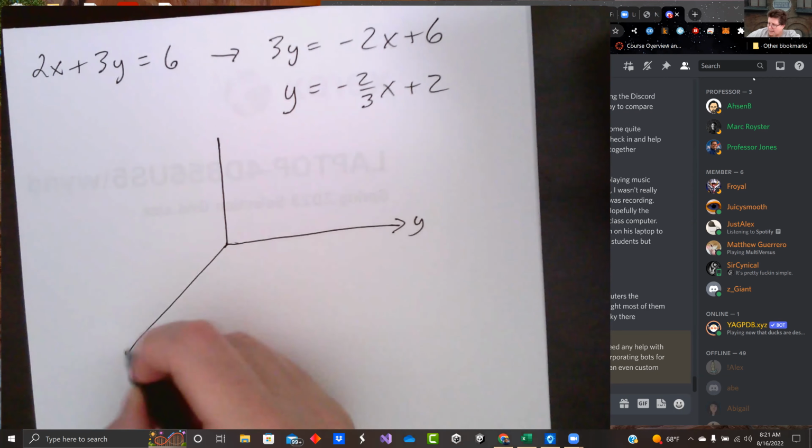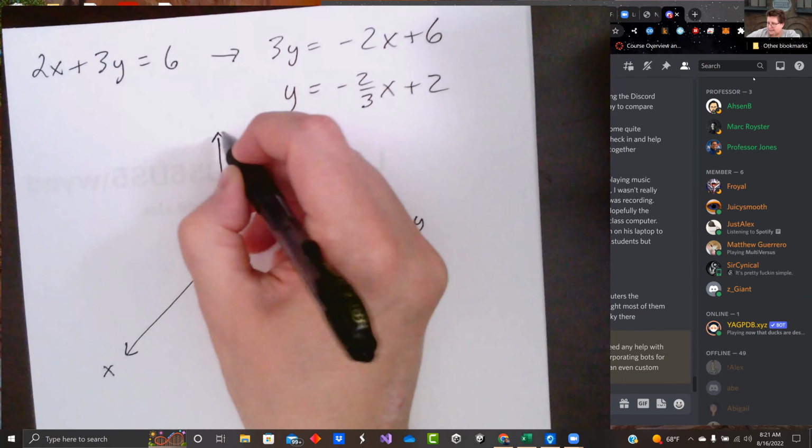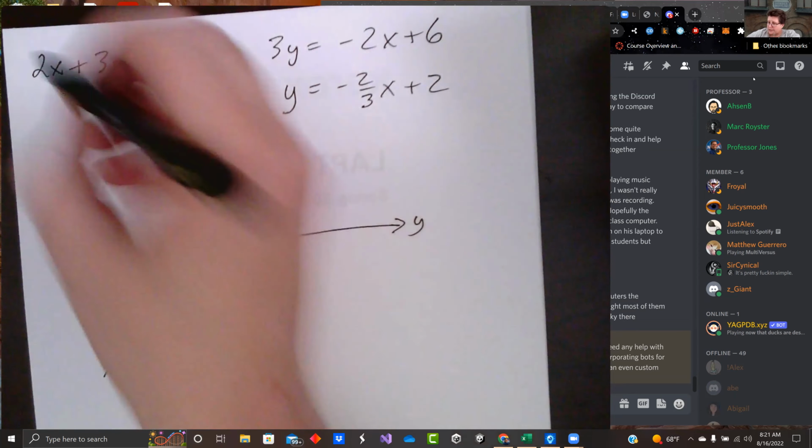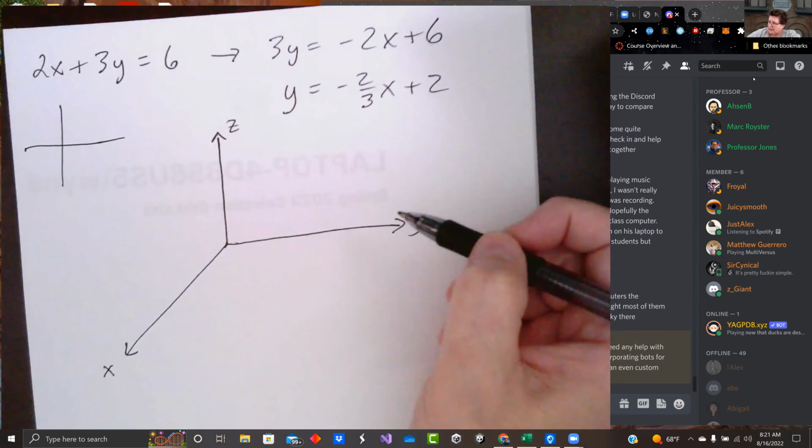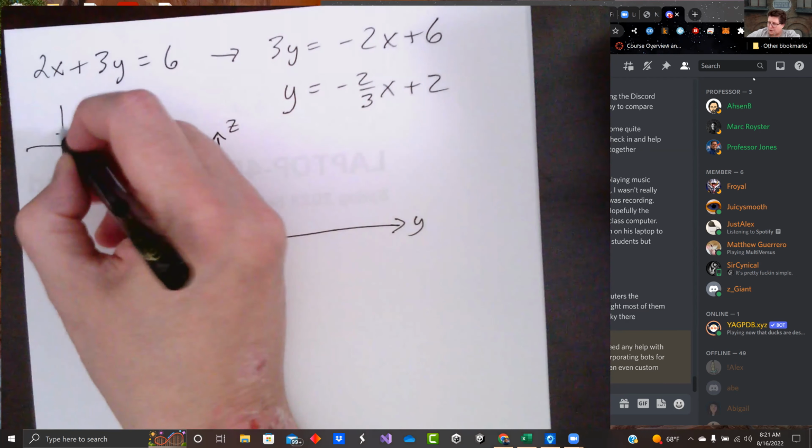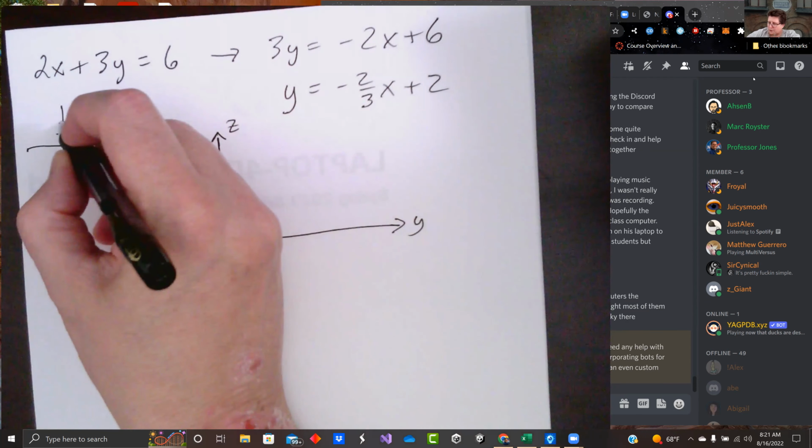And this is y, this is x, this is z. So in 2D, y equals negative 2/3 x plus 2 would go through the y-intercept 0, 2. And it's going to go down 2 over 3, so it's going to hit 3, 0 there. That's in 2D. That still applies.